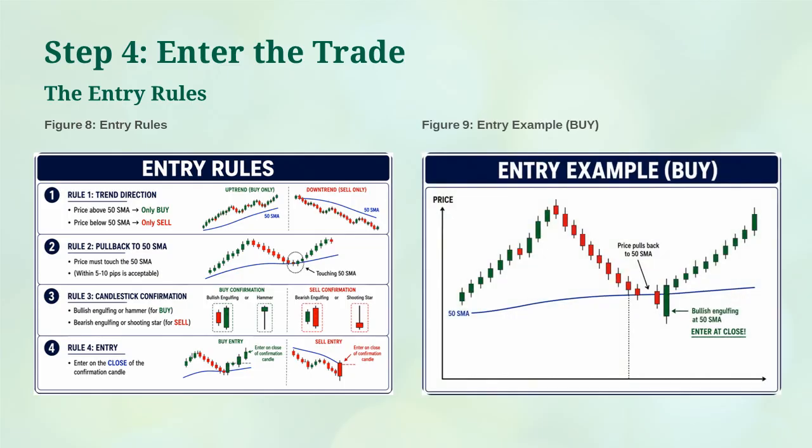Reference Figure 9. Look at this example. Price is in an uptrend above the 50 SMA. It pulls back to the SMA. Then we see a bullish engulfing candle close. That's our signal. We enter buy at the close of that candle. That's it. No guessing, no emotions. Just follow the rules. Remember, if there's no pullback, there's no trade.